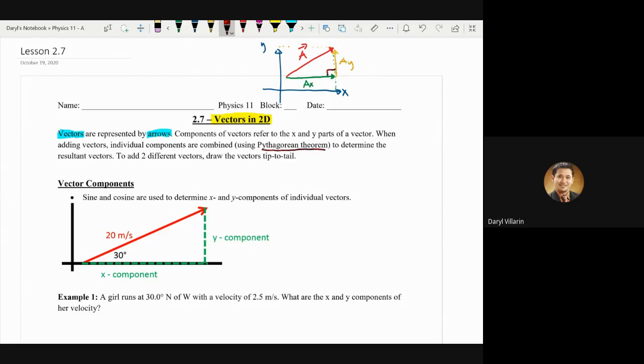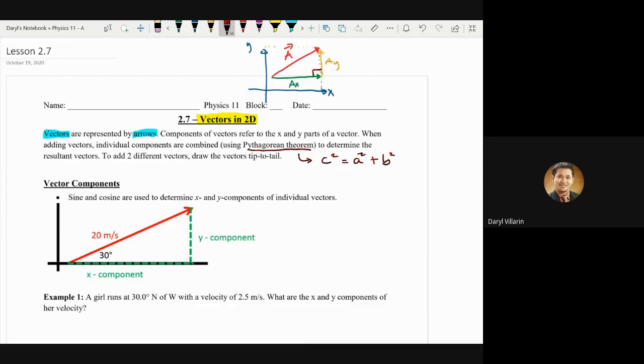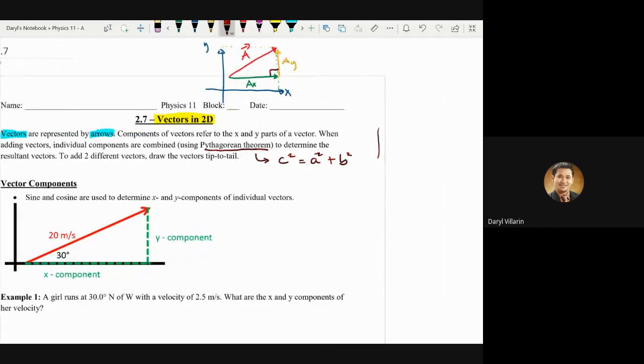Again, just a review of your Pythagorean theorem. The square of the longest side is equivalent to the sum of the squares of the other two sides. So that's the Pythagorean theorem. You have your right-angled triangle here. C is the longest side. A and B are your 2 different sides.